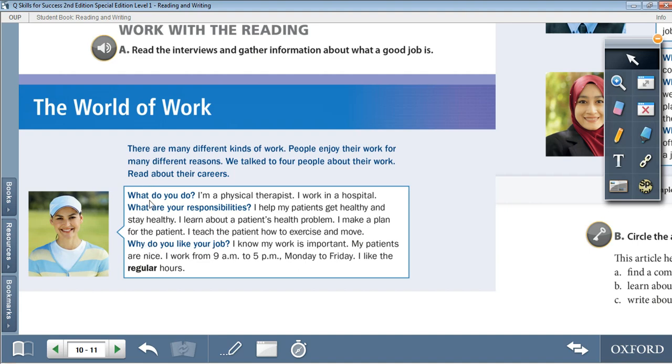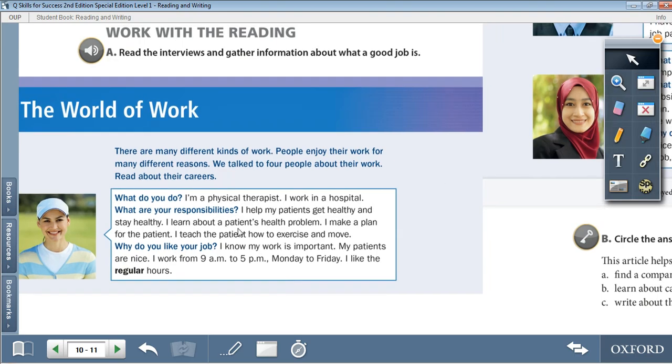The first interview, what do you do? I am a physical therapist. I work in a hospital. What are your responsibilities? I help my patients get healthy and stay healthy. I learn about the patient's health problem. I make a plan for the patient. I teach the patient how to exercise and move. And question 3, why do you like your job? I know my work is important. My patients are nice. I work from 9 a.m. to 5 p.m. Monday to Friday. I like the regular hours.